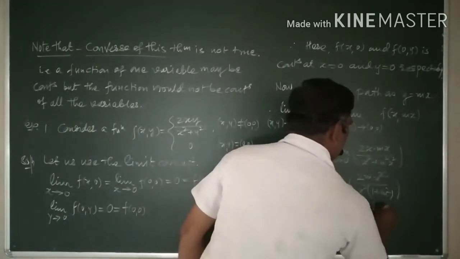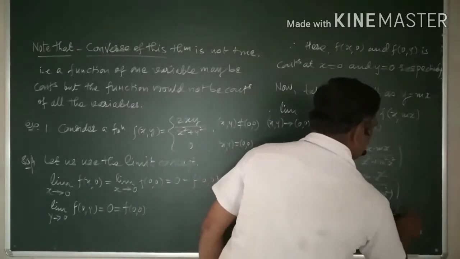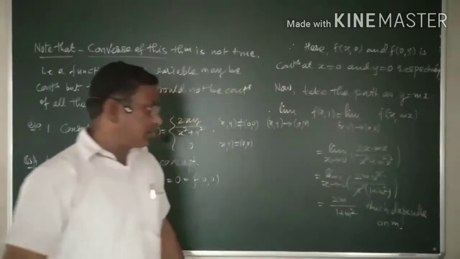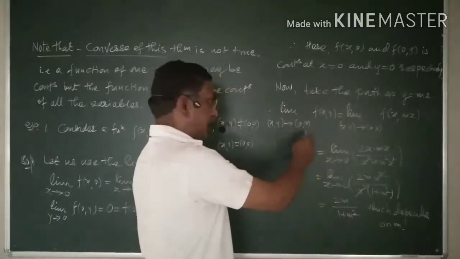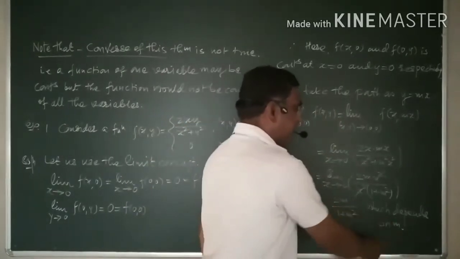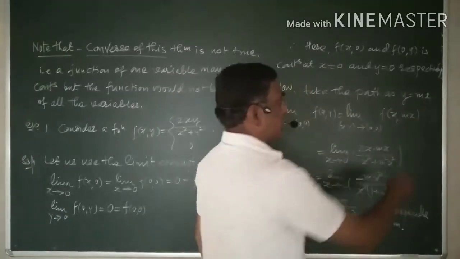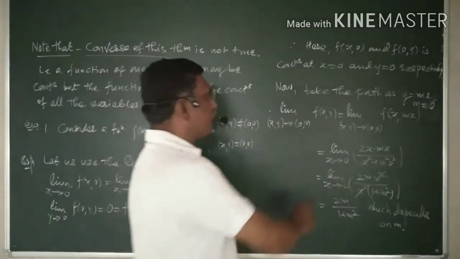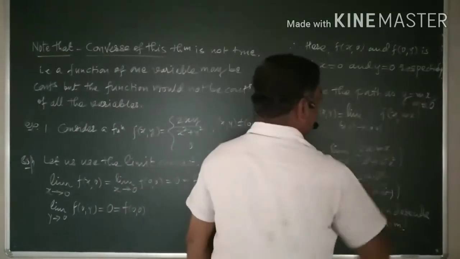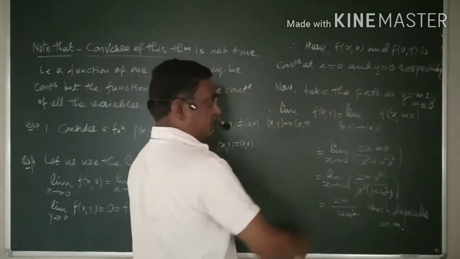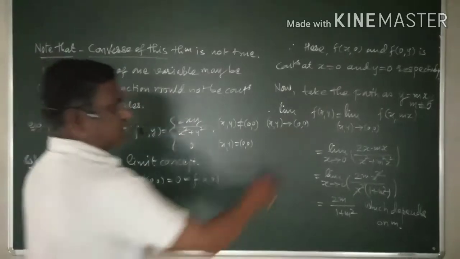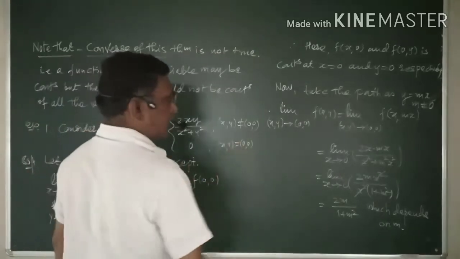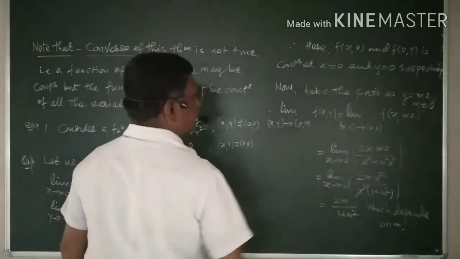Which depends on m. And we know that if the limit of a function at a point depends on m, it means there are different paths. Here we take m not equal to 0. Now if I have different paths, then you can have different limits, and therefore we can say that the limit of the given function at the given point does not exist.